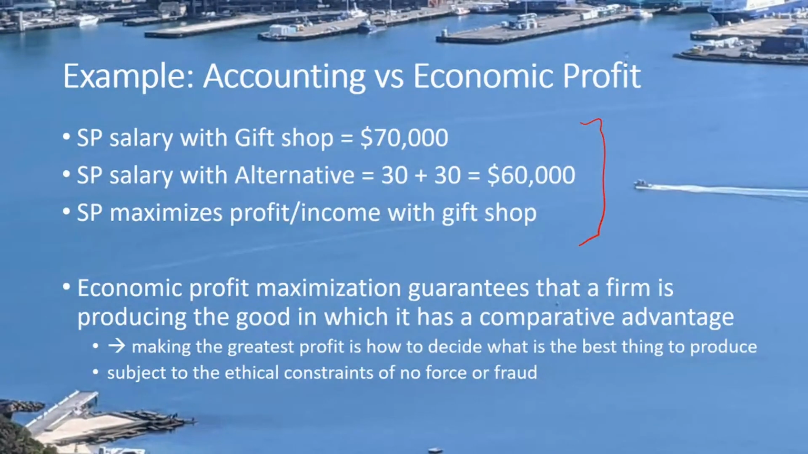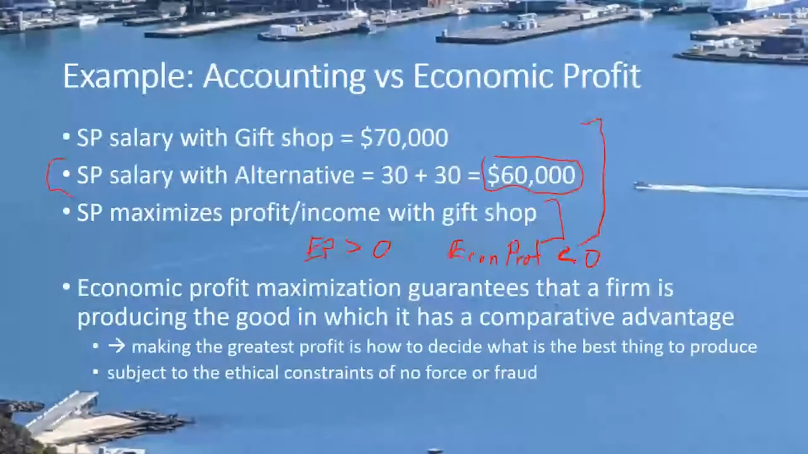Here's the summation. Sole proprietorship salary with the gift shop, if they just run the gift shop itself, they're going to make $70,000. The sole proprietorship salary with the alternative, next best opportunity, is going to be $60,000. You maximize your profit because the economic profit, EP, is greater than 0. You should do the gift shop. If the economic profit is less than 0, then you shouldn't produce the gift shop. You should go into the alternative opportunity, because the alternative is going to make you more money than operating the gift shop.